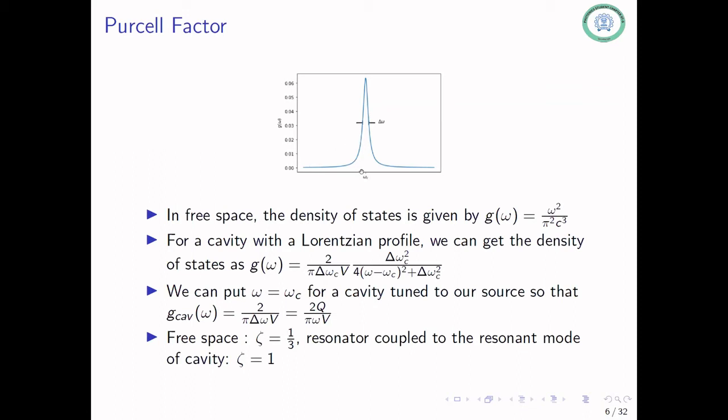Now if you are putting an atom which is tuned to this cavity, you will have omega equal to omega c, and so you can put that into this expression. This term just vanishes, and you get the simplified density of states. So this is the first thing that's changing. The second thing is a matter of convention really, but in free space, your cos theta term you average over all directions, so you integrate it and take the average. That gives you an average value of 1/3, whereas for a resonator coupled to a resonant mode, you can just take zeta equal to 1, because you're making sure that it's well coupled.